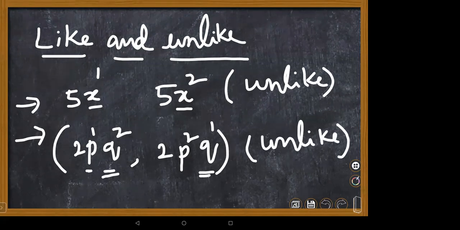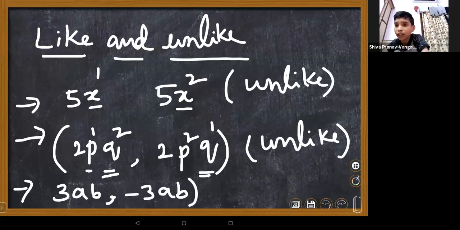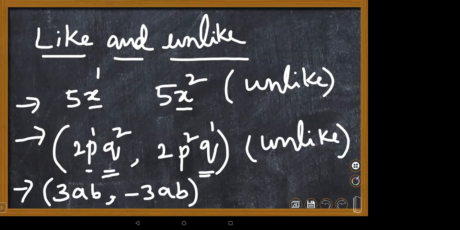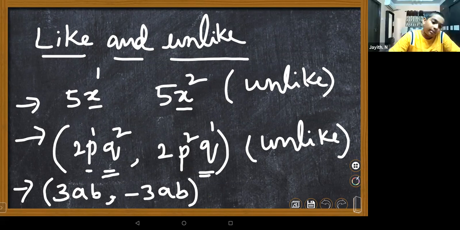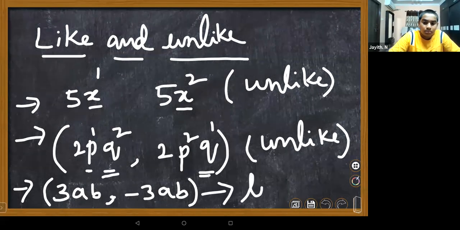Yes, ma'am. Now one more example I'm giving. Please think and observe carefully. 3ab and minus 3ab. Like or unlike? Ma'am, it's unlike. Very good, it is like.